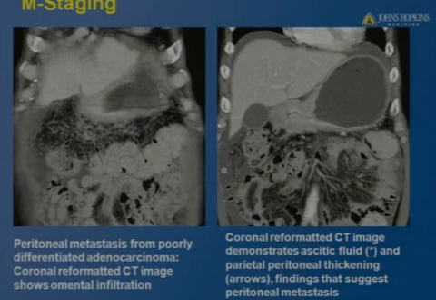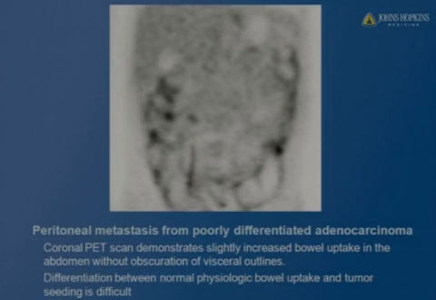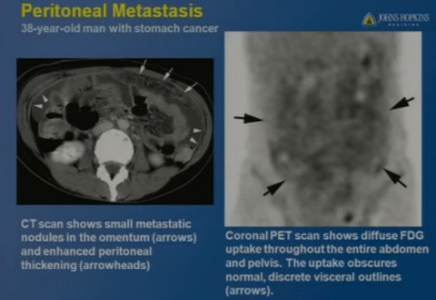When we see a case like this, it's quite straightforward. We see nodular strands of omental infiltration in these coronal reformat images, and on the right we see the ascites and arrows pointing to the parietal peritoneal enhancement, consistent with peritoneal metastases. In the same patient, when we do the FDG imaging, all we see is increased diffuse bowel uptake without obscuration of the visceral outline, and it is difficult to differentiate between physiological uptake and tumor seeding.